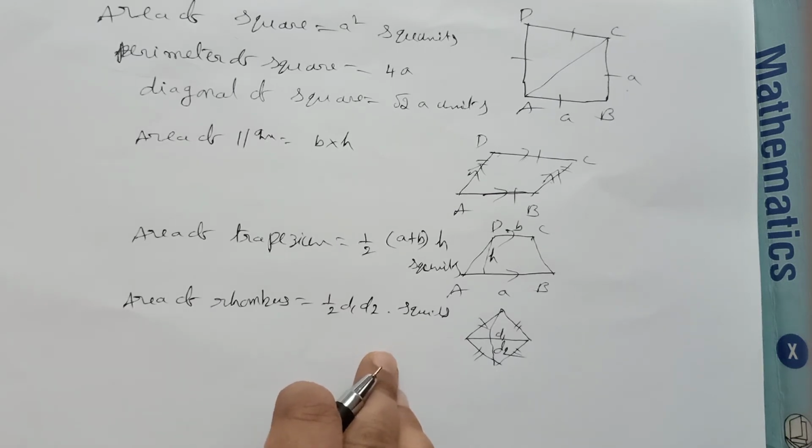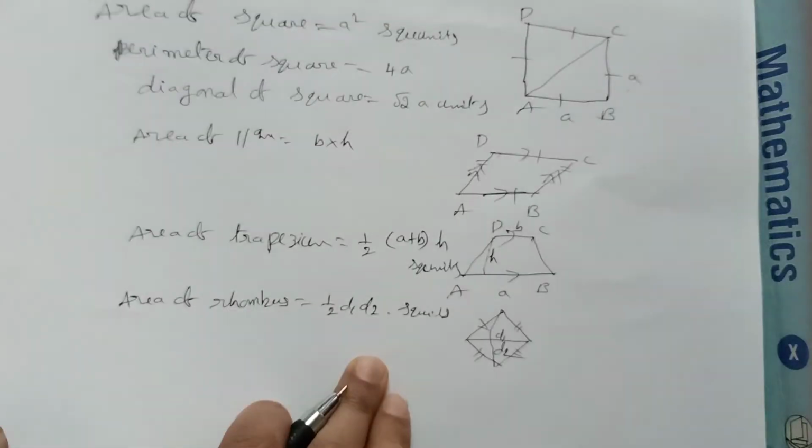Now today we are going to start our chapter, surface areas and volumes of solids. So first of all, what are solids? Do you know what mensuration is? The branch of mathematics that deals with measurement of lengths, areas and volumes of plane figures and solid figures is called mensuration.